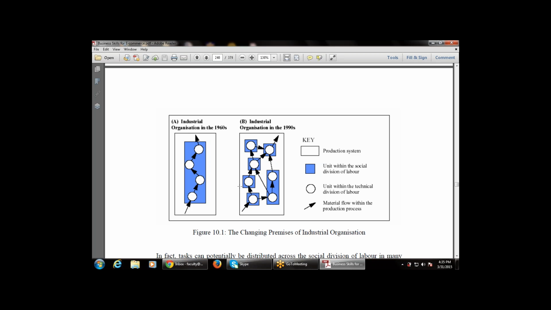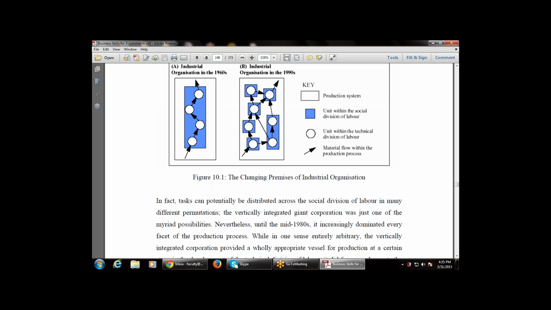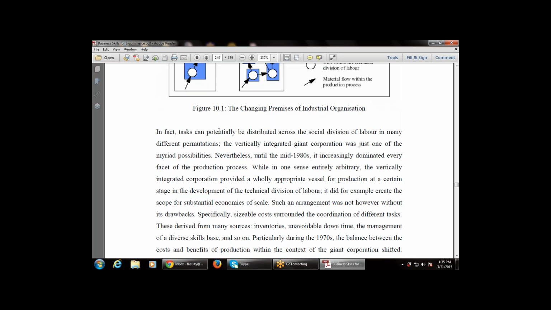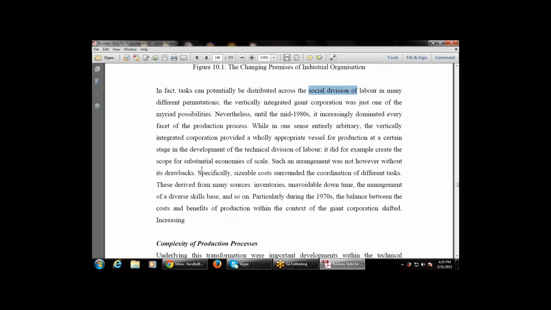a dynamic division of labor. So this is the production system, this is the unit within the social division of labor, this is the unit within the technical division of labor, then material flow within the production process. In fact, tasks can potentially be distributed across the social division of labor in many different permutations. That is, it can be divided into multiple parts.